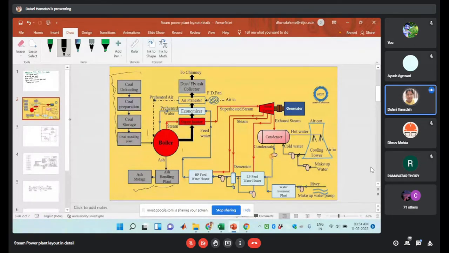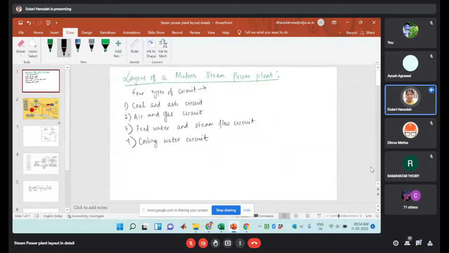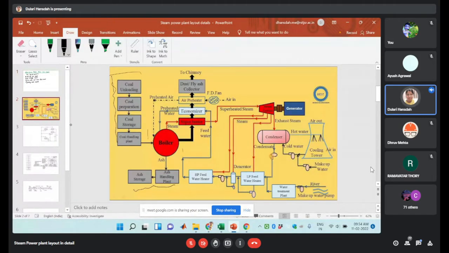Then we are going to discuss the air and gas circuit. If you are observing in this case, here we have the air in, which will enter the air preheater. In the air preheater, we have the hot gas, which will go to the chimney through the air preheater. That hot gas will heat the atmospheric air, and that preheated air will be given to the furnace for air circulation for burning purposes.